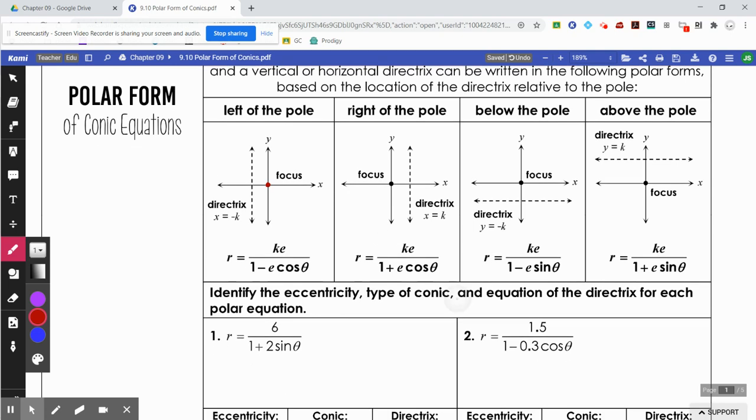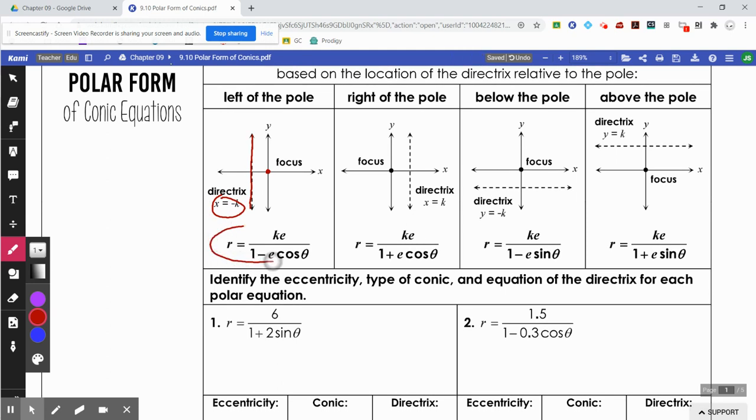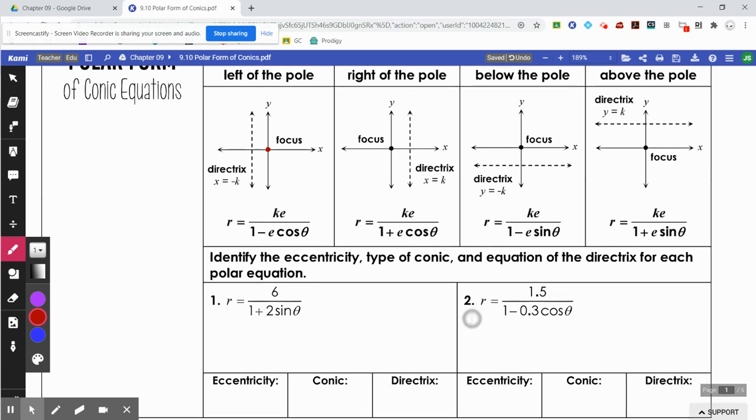If we have a directrix at x equals negative k, which would be to the left of the pole, then this would be our equation of the conic. If it's to the right of the pole, at x equals k, then this is going to be the equation. So depending on where we place our directrix, we're going to have these different equations. Below the pole is here, and that would be a y equals equation, and then above the pole would be here. So those are all the different ones based on where we let that directrix be. And that might not make any sense right now, so let's go ahead and look at some of these.